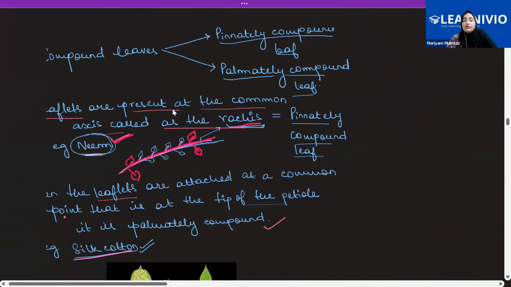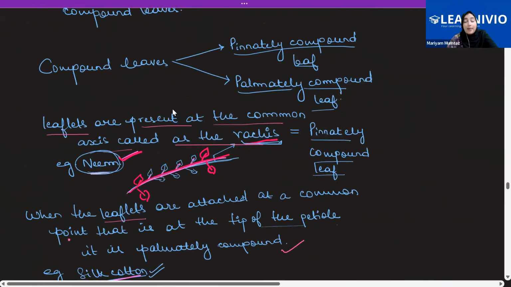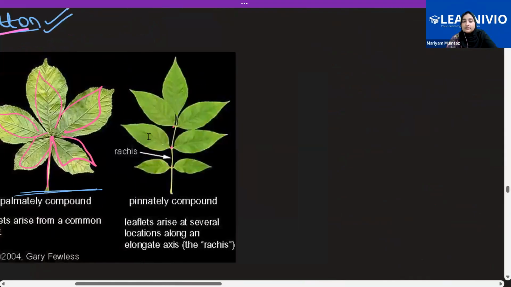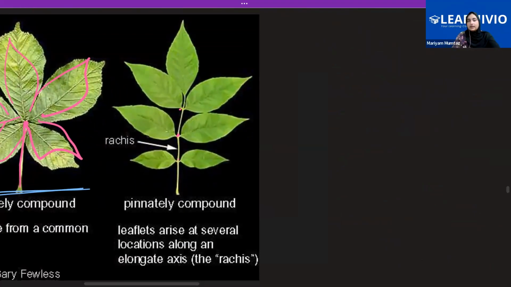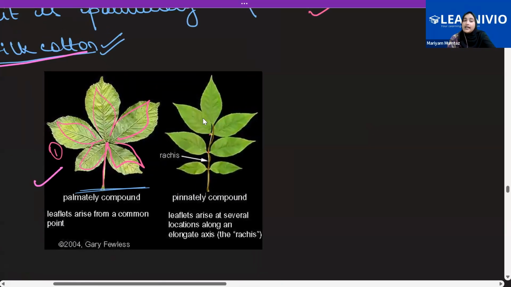Now, compound leaves are further of two types, pinnately compound and palmately compound. The leaflets present on one common rachis make the pinnately compound leaf. See this. This is the rachis, and all the leaflets are present on this middle axis of the leaf. This kind is called a pinnately compound leaf.